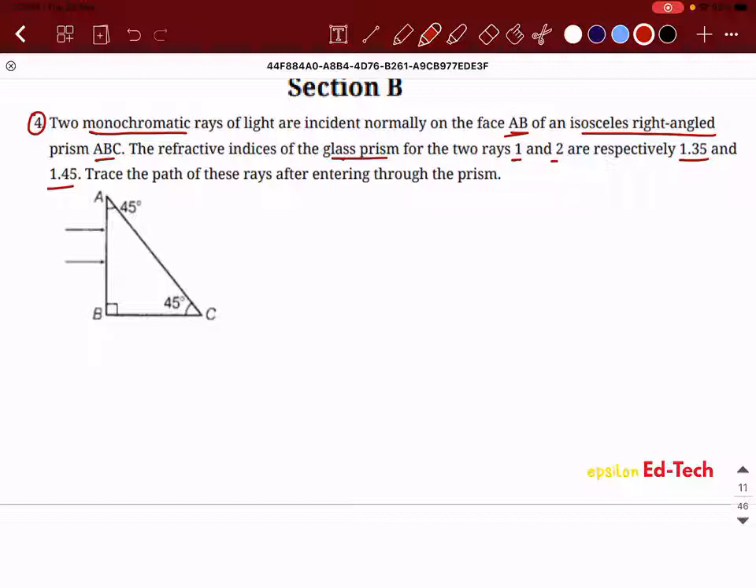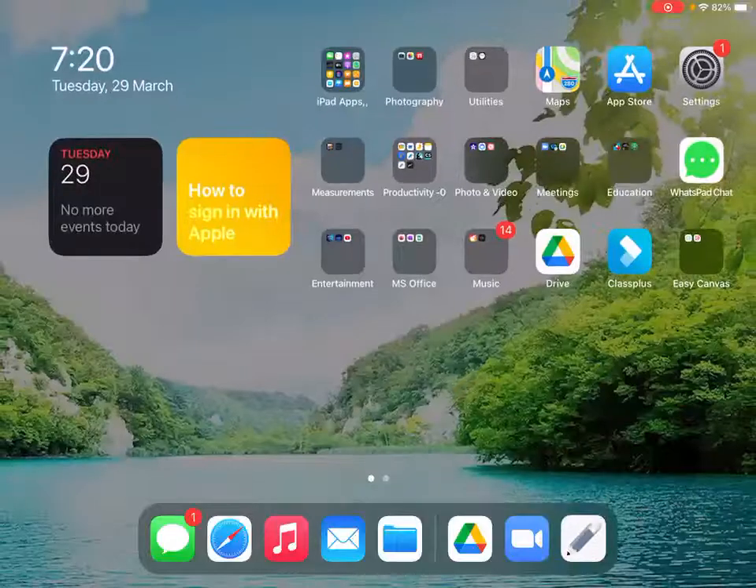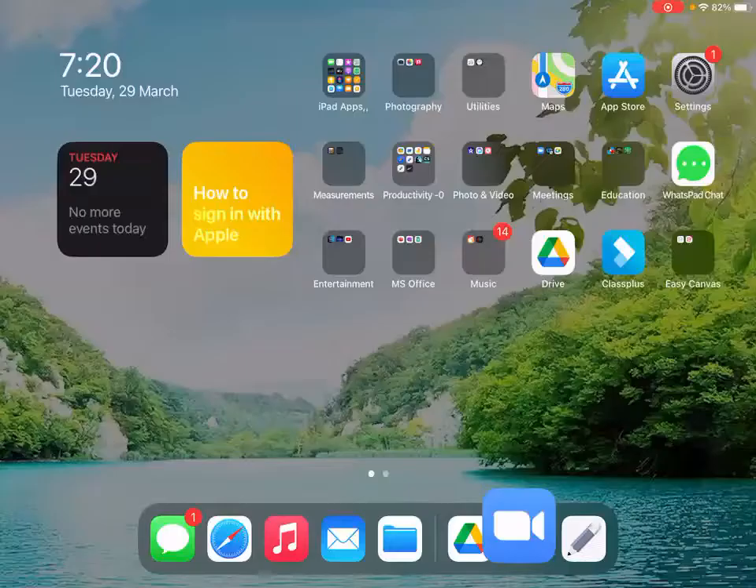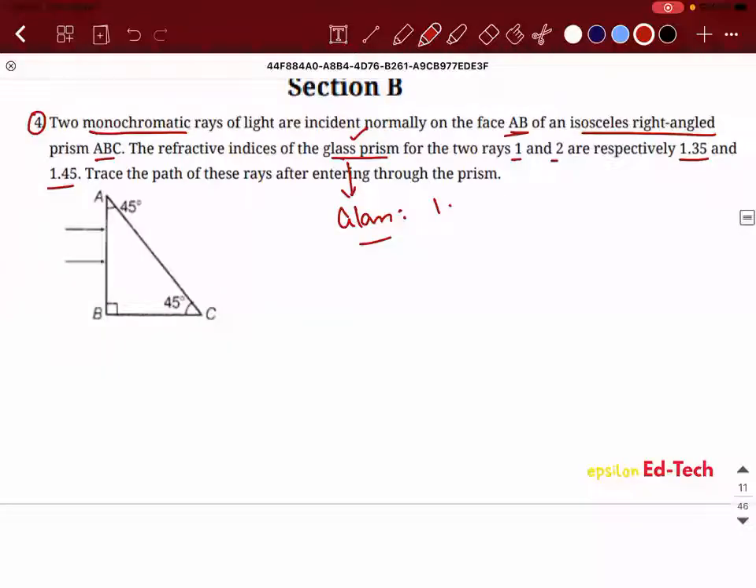How to solve? One thing you need to understand is that a glass prism is given. For glass, what is going to be the refractive index? Sin A plus delta m by 2. Okay, I'm not able to hear you, your voice is very low.